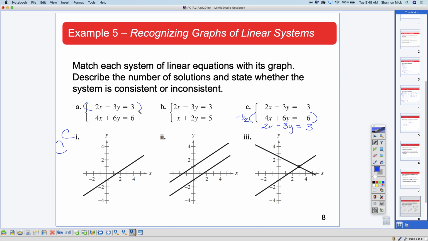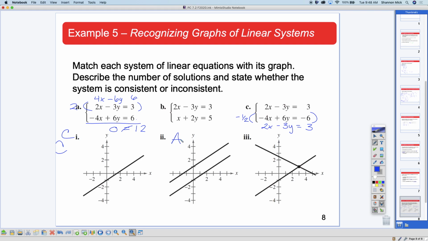Okay, so we're going to multiply this by 2. So I get 4x minus 6y equals 6. This is one solution. No, this is the no. So what am I going to get over here? 0 equals 0? 6 plus 6 is 12. So 0 doesn't equal 12. No. So that's my no solution.